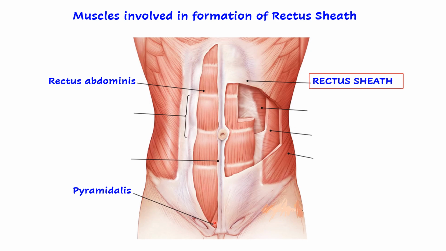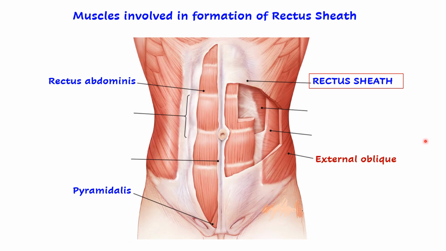Sometimes there is a fifth muscle also, and that is a small muscle which is present anterior to the lower part of the rectus abdominis, and this muscle is known as pyramidalis. If it is present, this is also enclosed in the rectus sheath. Now let us look at the three other muscles which will be involved in the formation of rectus sheath.